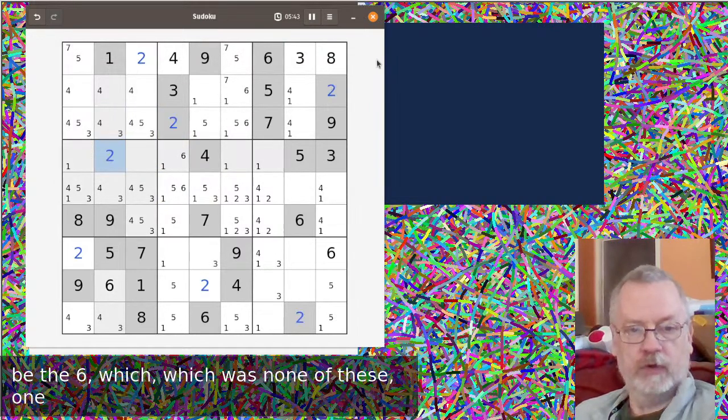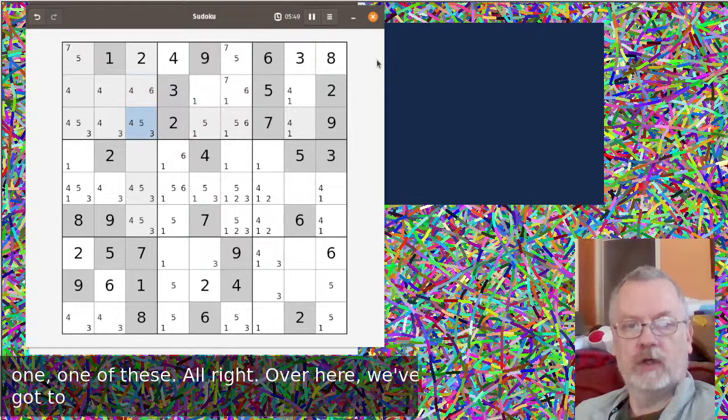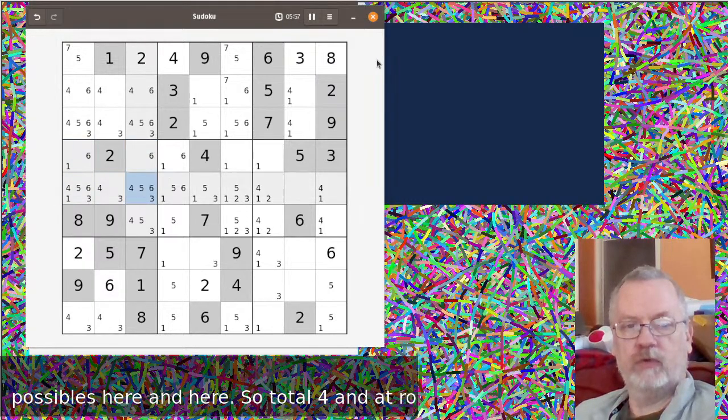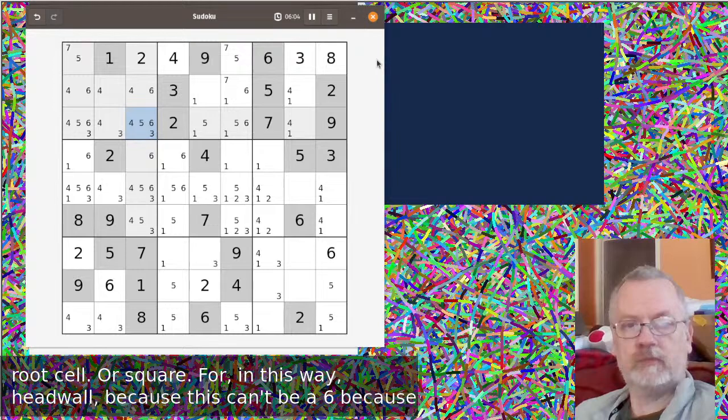Over here we've got a 6 blocking the middle row again. So we've got 2 possibles here and here. So a total of 4 in that cell or square. 4 in this square as well, because this can't be a 6 because of the one over here. All right. Now we're on into 7s.